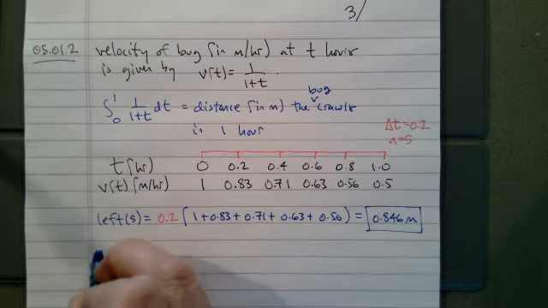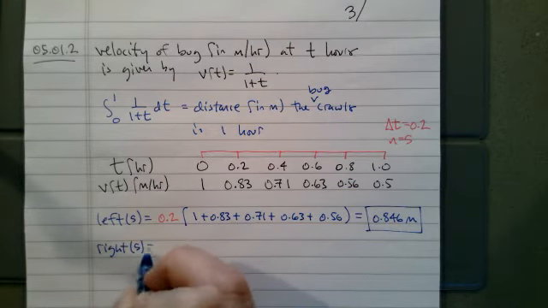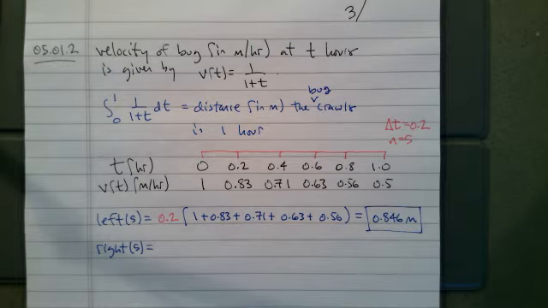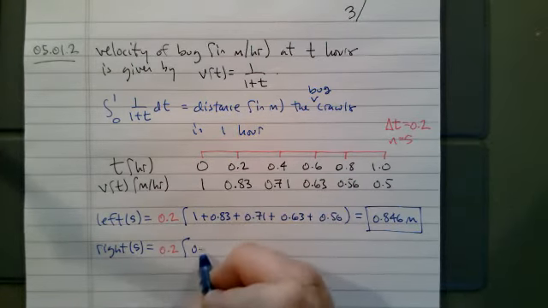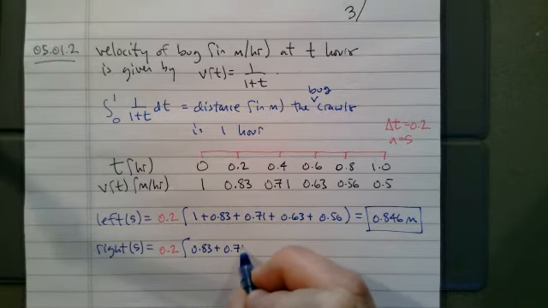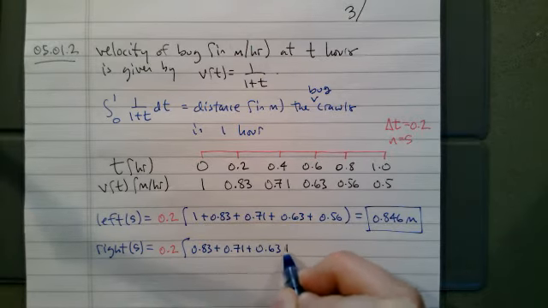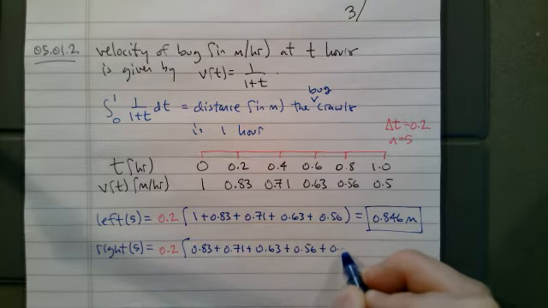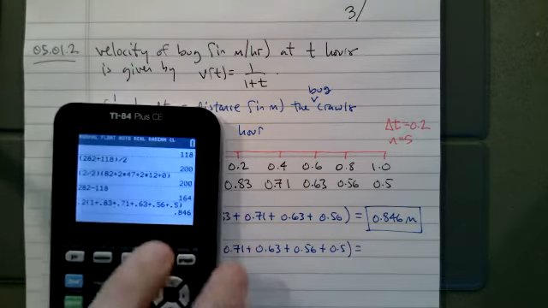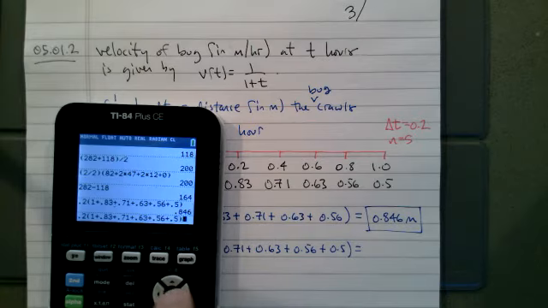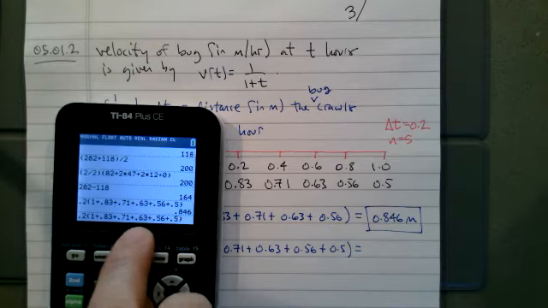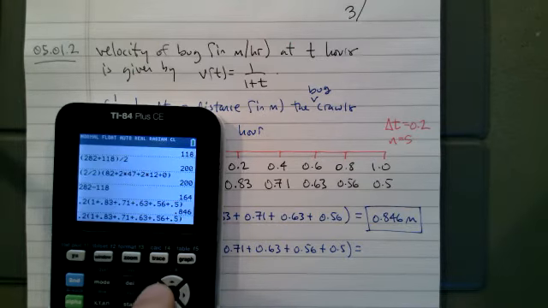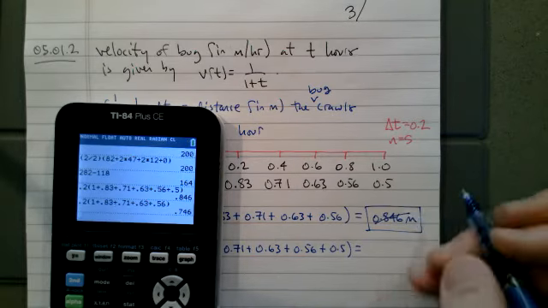If we do the right approximation, our delta t is 0.2. And we'll start off with the 0.83, 0.71, 0.63, 0.56, and 0.5. Really, I'm just going to do the same calculation. Oh, my last one should have been 0.5. I have too many in here: 1, 2, 3, 4, 5. I shouldn't have had the extra 0.5. So this should be 0.746.